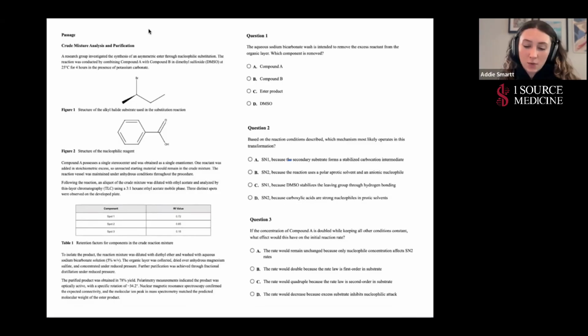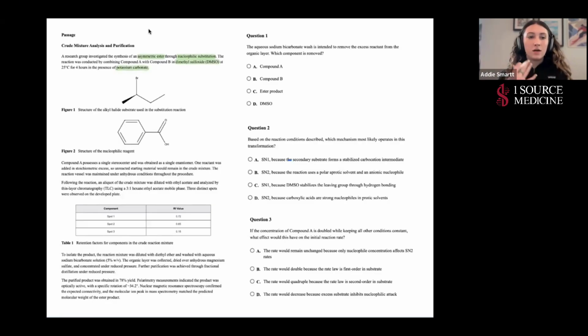So first, we have a research group that is investigating the synthesis of an asymmetric ester through nucleophilic substitution. So I would probably highlight asymmetric ester, that's our product, and the mechanism by which it occurs is nucleophilic substitution. The reaction was conducted by combining compound A with compound B in DMSO at 25 degrees for 4 hours in the presence of potassium carbonate. So I might just highlight those extra molecules that were present in case they ask about them.